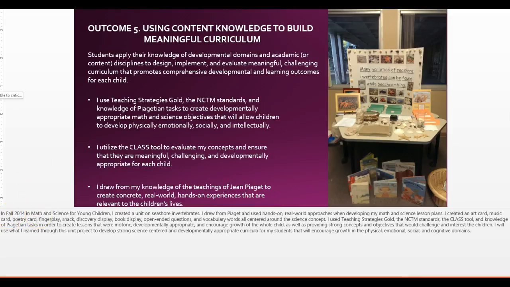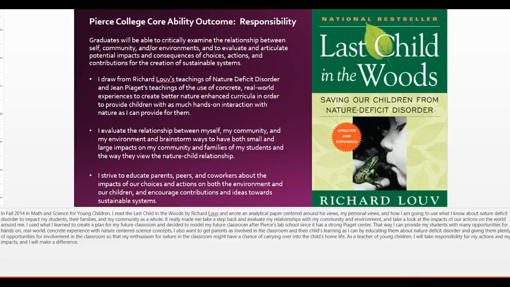And let's look at another one. Okay, so this is a book. So this was a book that was read in math and science class. And this is for the core ability outcome, and for that class the core ability was responsibility. And here's the description of the core ability outcome. Here's what the student did to meet the outcome.